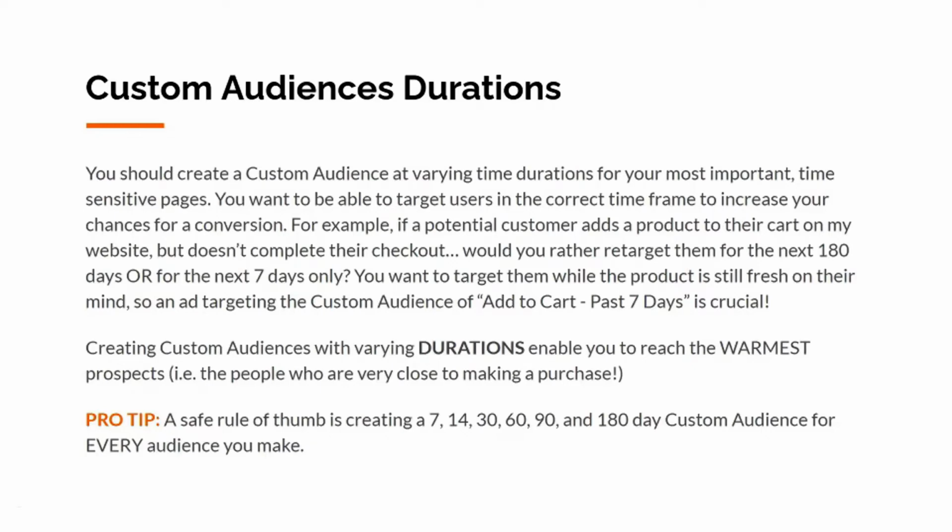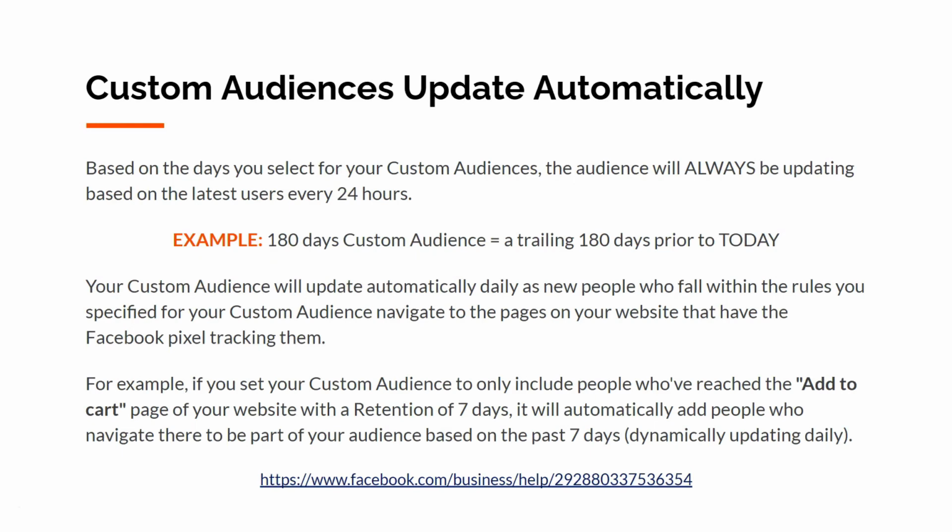Creating custom audiences with varying day durations enables you to reach the warmest prospects, i.e. the people who are very close to making a purchase. So a pro tip: whenever you create a custom audience, my rule of thumb is to create one at a 7-day, 14-day, 30-day, 60-day, 90-day, and 180-day. You never know when you're going to be using each one, so you just will have them all created. And remember, custom audiences update automatically.